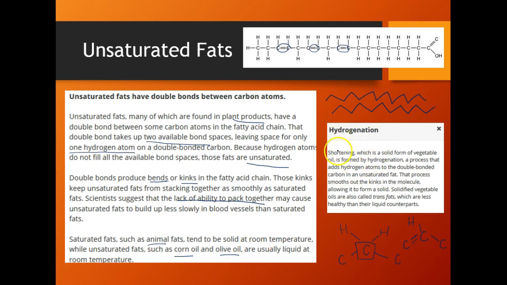Okay, and we also have this other concept called hydrogenation. If you know what shortening is, it's a solid form of vegetable oil, and it's formed by hydrogenation, which basically adds hydrogen atoms to the double bonded carbon in an unsaturated fat. So that process basically smooths out all of the unsaturated fats, allowing the fat molecules to actually pack in very closely. And because it's able to pack in very closely, it's able to form a solid. So solidified vegetable oils are also called trans fat, and they are less healthy than their liquid counterparts.